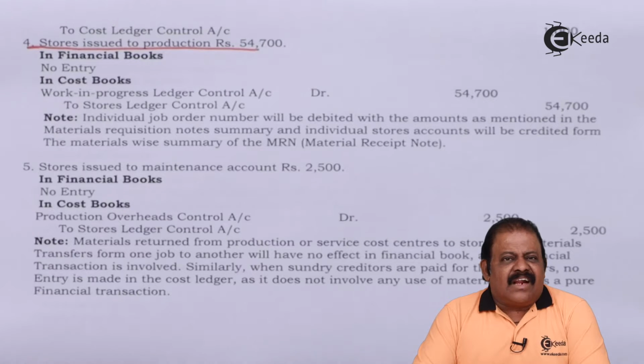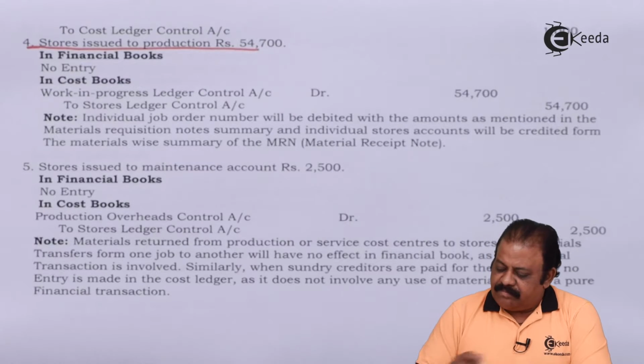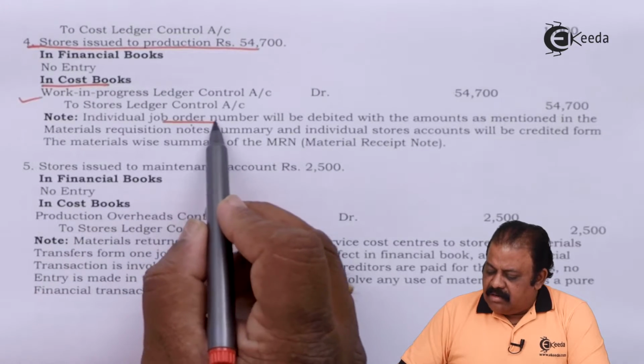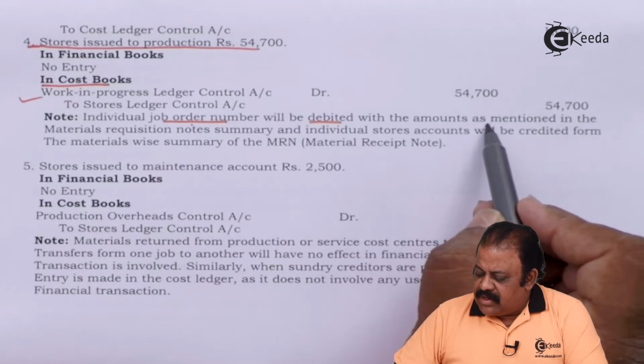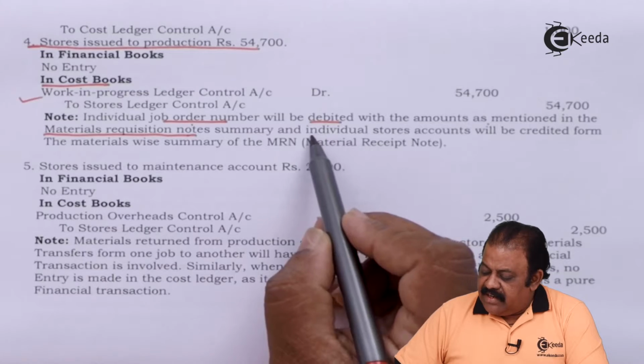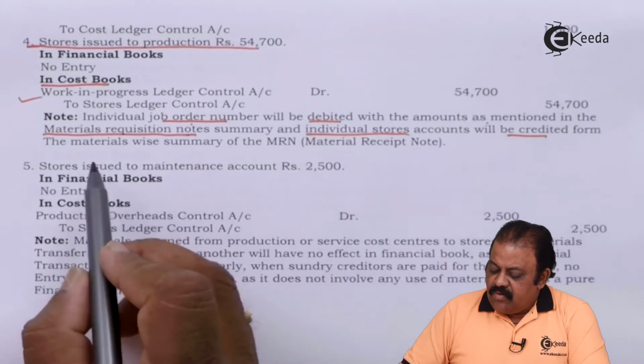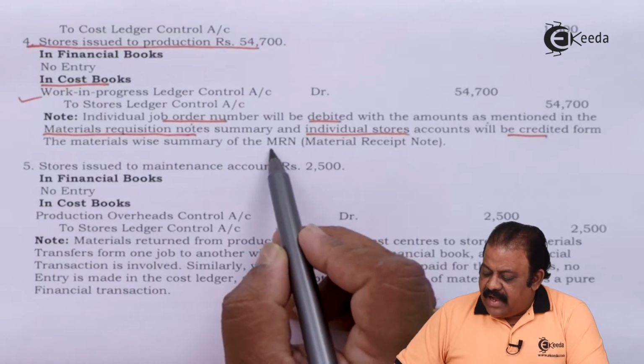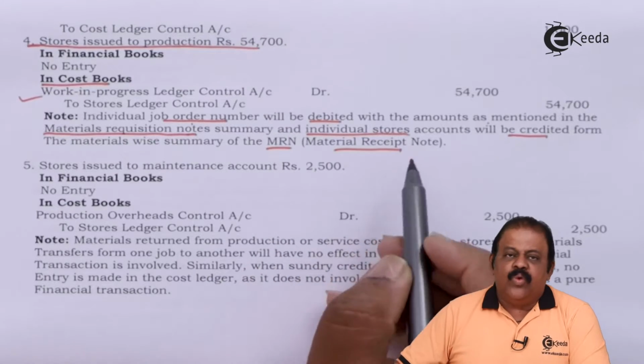This is an internal transaction where materials are issued from stores to particular jobs. This transaction is not recorded in financial book, but in cost book we record it as work in progress control account debit to store ledger control account. Individual job order number will be debited with the amount as mentioned in the material requisition notes summary, and individual stores account will be credited from the material-wise summary of MRN, that is material requisition note.